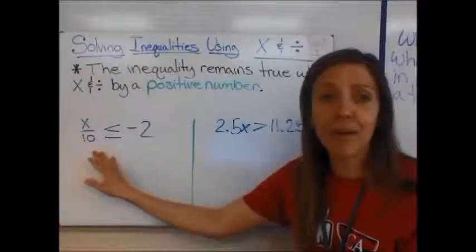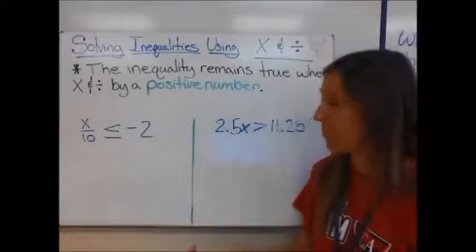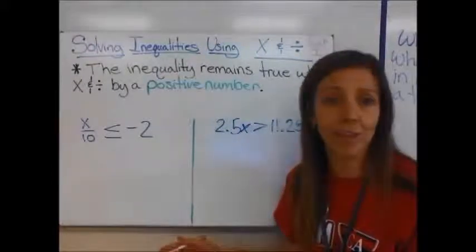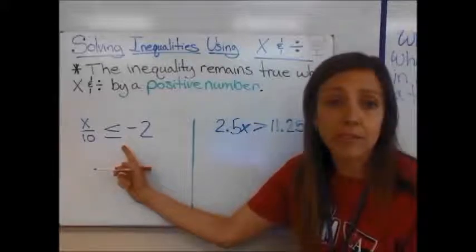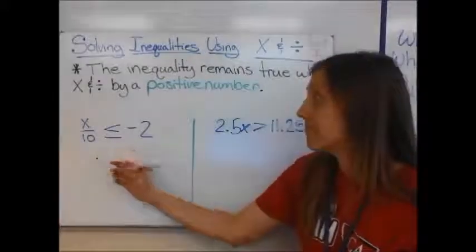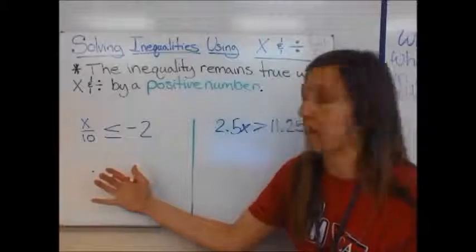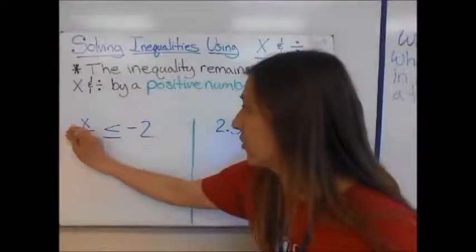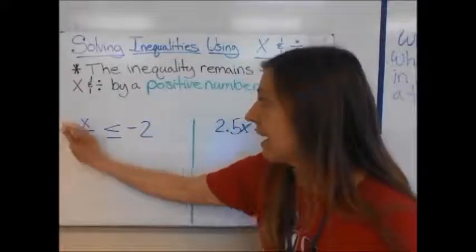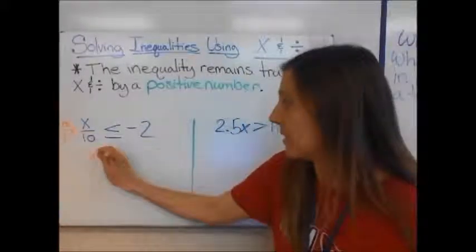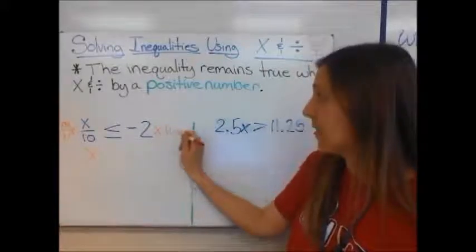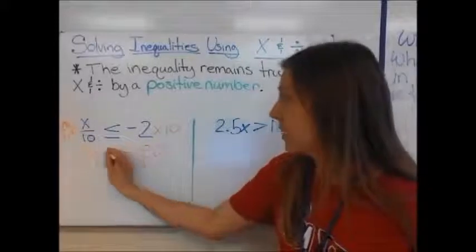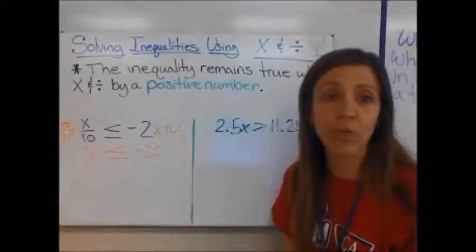So I have x divided by 10 is less than or equal to -2. So I'm going to use inverse operations. I'm going to solve this just like I would an equation, except I have an inequality sign. That's the only difference. And the inequality sign, of course, has a different meaning to it. So I have x divided by 10. I'm going to use the inverse of division, which is multiplication, and I'm going to multiply by 10. The 10s cancel out. I'm left with x. I'm going to multiply the right side by 10, and I get -20. So x is less than or equal to -20.